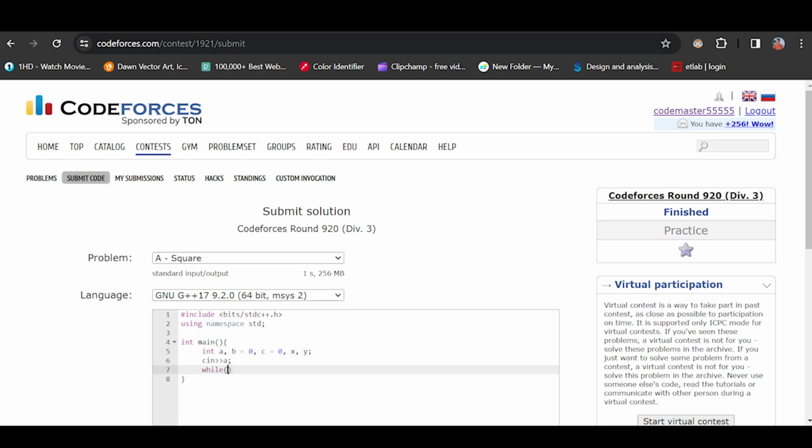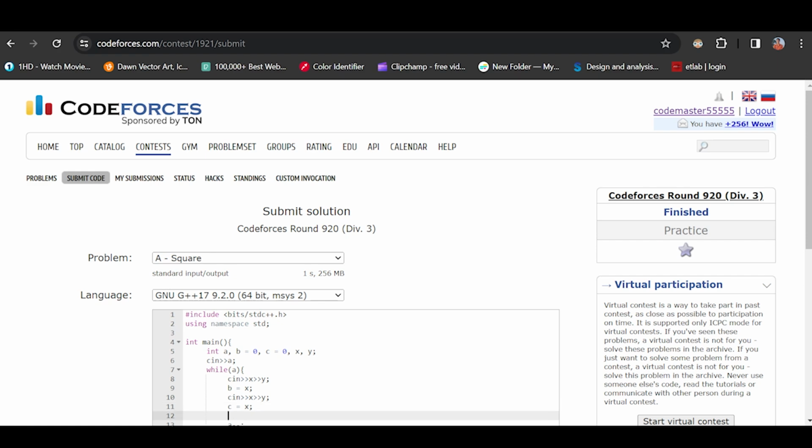Now we'll input a, which will be our number of test cases, right? And we can make a loop for that, a minus minus. Now inside of the loop, we have to accept our variables, right? I'll accept cin x and y, which will be our x and y variables. Now we only need the x variable as I mentioned earlier, right? So I'll set b equal to x. Then I'll again do cin x and y, because we have four sets of coordinates, right? I'll set c equal to x.